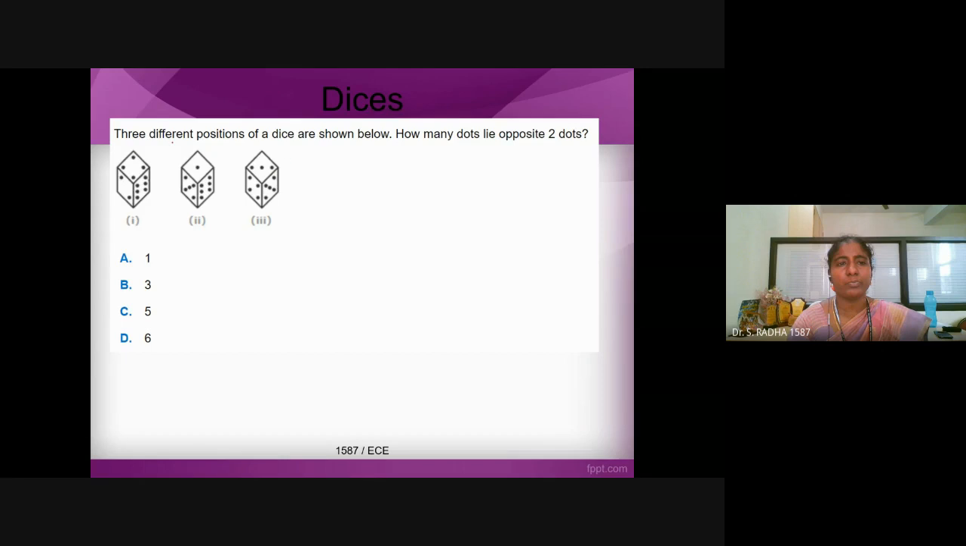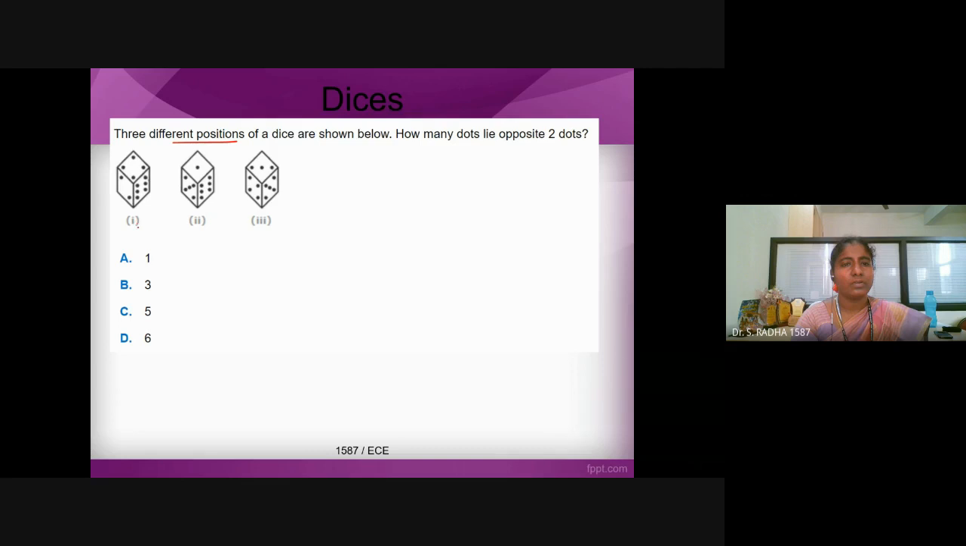3 different positions of the same dice are shown. How many dots lie opposite to 2 dots? Now, what are the observations we can make?